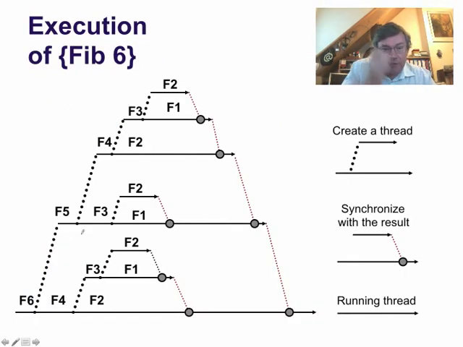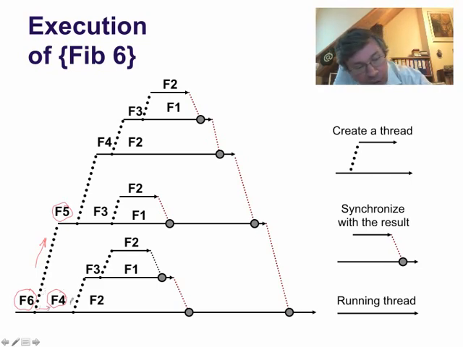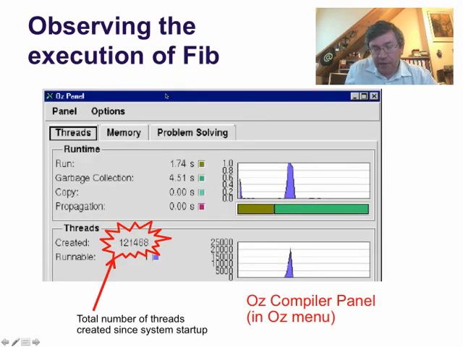So, for example, here's an execution of fib 6 with very many threads created. I start here with a fib 6, and then I create a thread here to start doing fib 5. Fib 4 is calculating in the same thread as originally. Fib 4 will now create a new thread for fib 3, and fib 2 is in the same thread, and so on. And each horizontal line here is a single thread. So there are a total of 1, 2, 3, 4, 5, 6, 7, 8 threads running when I do fib of 6. And you can actually see some statistics of this in the Mozart system.